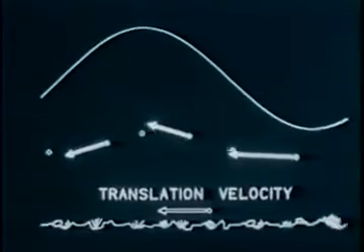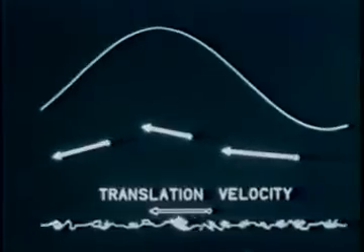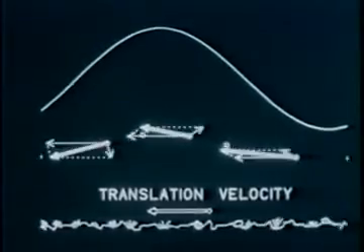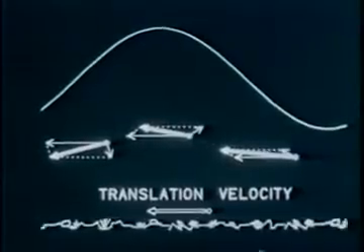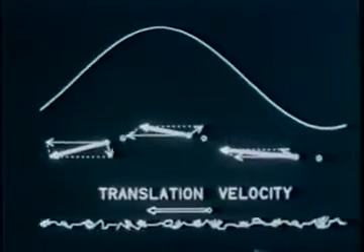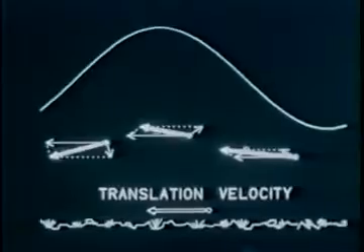Now let's resolve the velocities into components. The horizontal component is the velocity with which our frame is translating. The other component is the material point velocity in the original frame of reference. Let's see that catch up again.